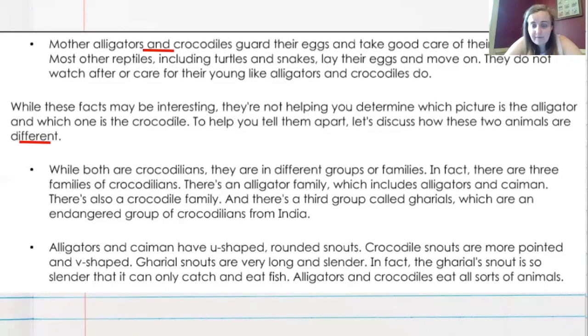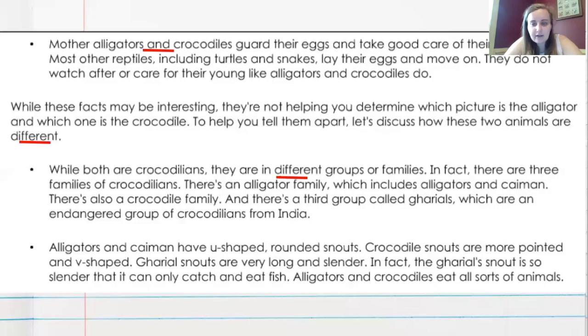There's an alligator family, which includes alligators and caiman. There's also a crocodile family. And there's a third group called gharials, which are an endangered group of crocodilians from India. Let's see, underline the word "different" in that bullet point. Alligators and caiman have U-shaped rounded snouts. Crocodile snouts are more pointed and V-shaped. Gharial snouts are very long and slender. In fact, the gharial snout is so slender that it can only catch and eat fish.